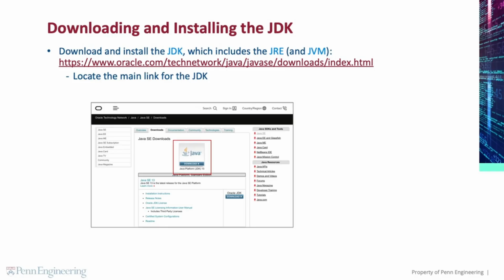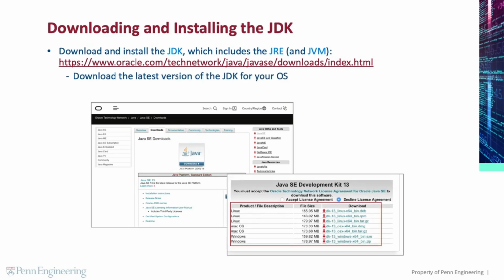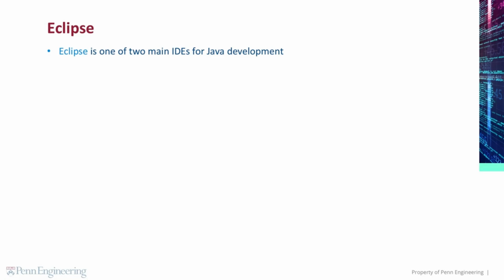To download and install the JDK, locate the main download link. Then download the latest version of the JDK for your OS. Eclipse is one of the most popular IDEs for Java development. Another good one is IntelliJ. In this course, we'll work with Eclipse, so please use it.